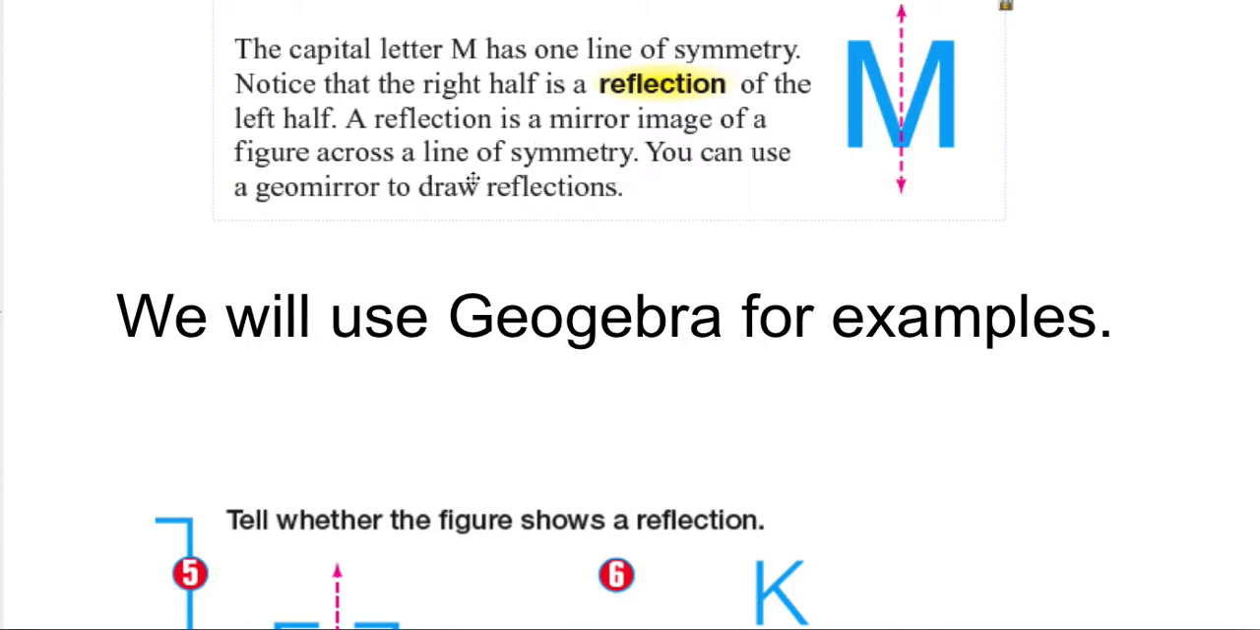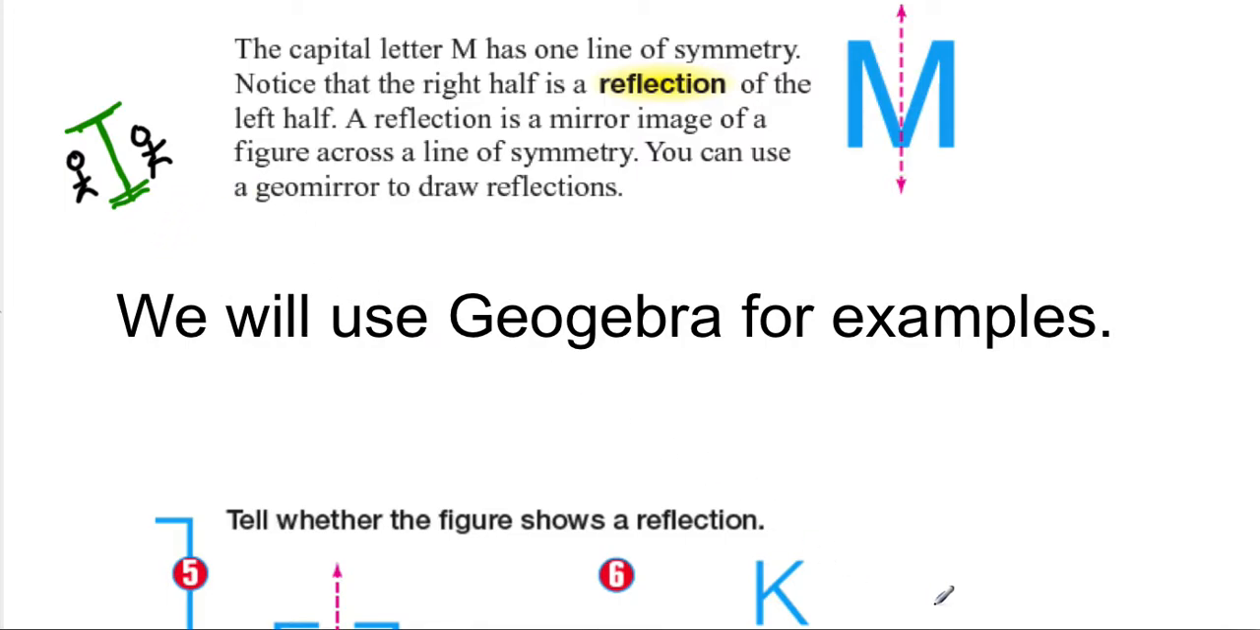We can use a geomirror to draw a reflection. I don't know if you've seen a geomirror. It's like a plastic piece, and this is how you look at it from the top view. It has two edges and it's transparent in the middle. What happens with the geomirror is that you draw a stick figure right here, and you look at the geomirror. As you're looking at it, you look only at this figure and draw the same figure on the other side. You basically get a reflection of that figure.